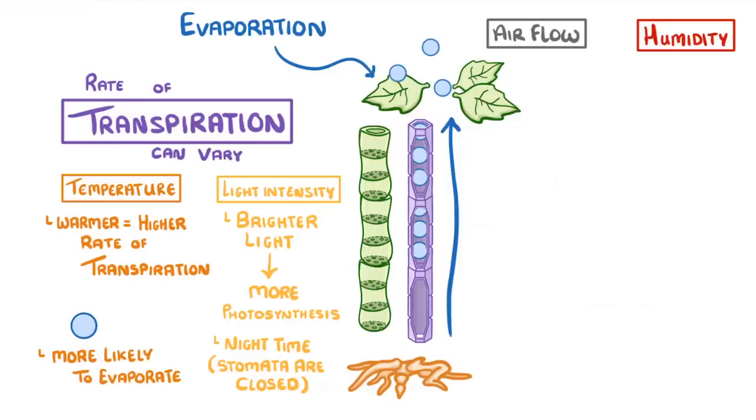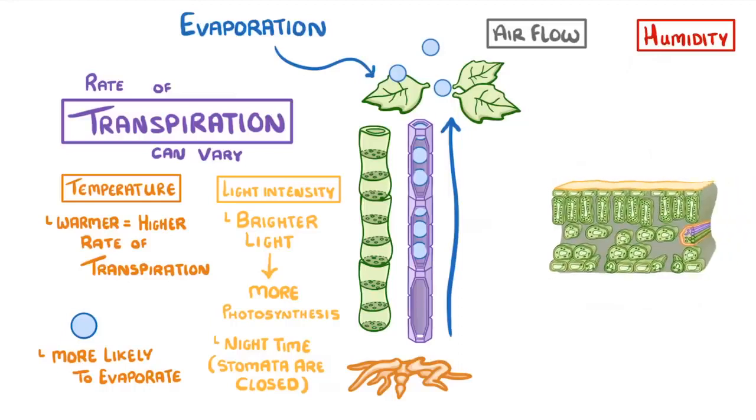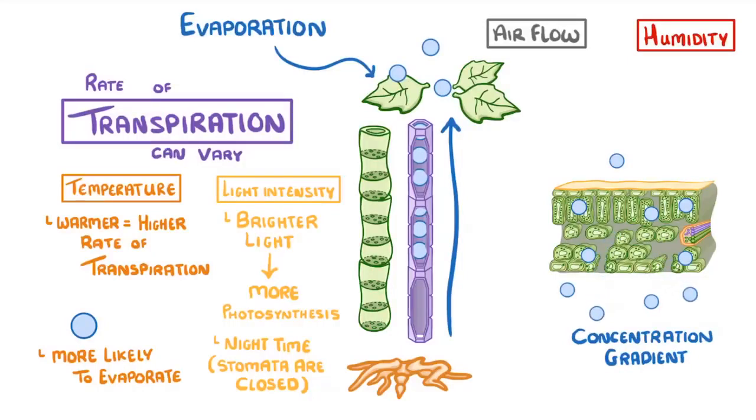To understand the effects of airflow and humidity, it's worth taking a quick look at the inside of the leaf, and at how water diffuses out of it. Because water is continually being brought up from the roots, the inside of the leaf is going to have a much higher concentration of water than the outside. And this provides a concentration gradient down which the water can diffuse out of the leaf. So if you think about it, the rate of transpiration is really going to depend on the strength of this gradient.